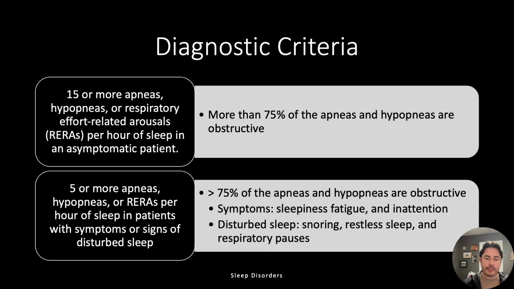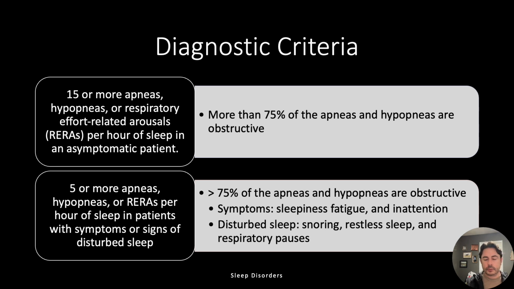The asymptomatic patients have to have 15 or more apneas, hypopneas, or respiratory effort-related arousals in an hour for them to get this diagnosis of obstructive sleep apnea. Not only do they have to have 15 or more of those, there are more qualifiers. More than 75% of those apneas and hypopneas have to be obstructive in nature. And we're going to differentiate between obstructive and central sleep apnea in just a second.